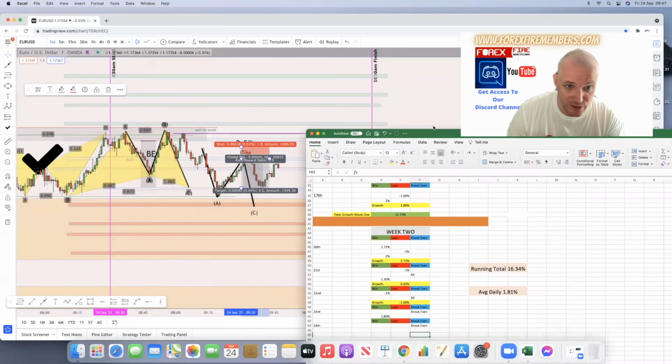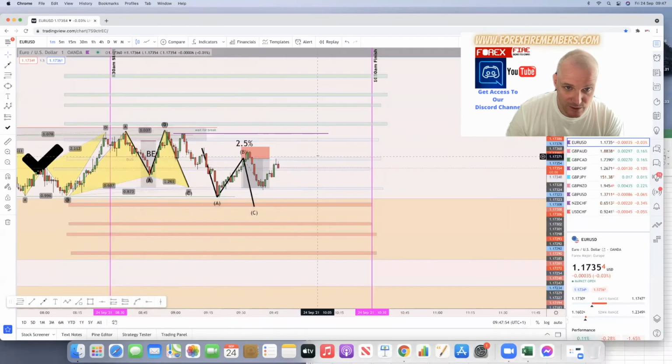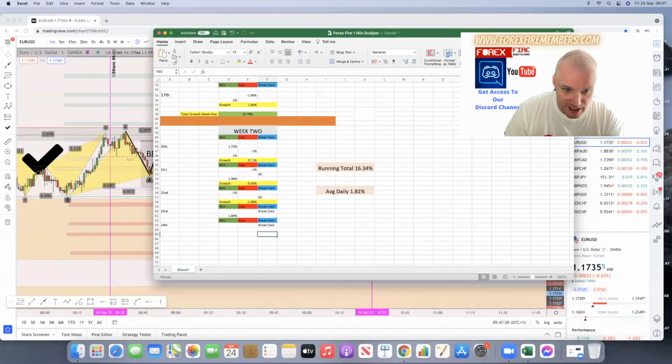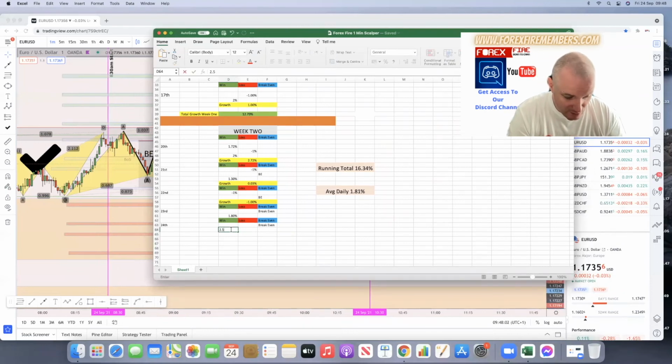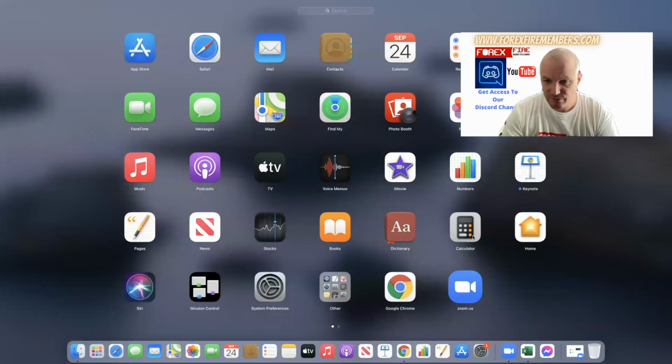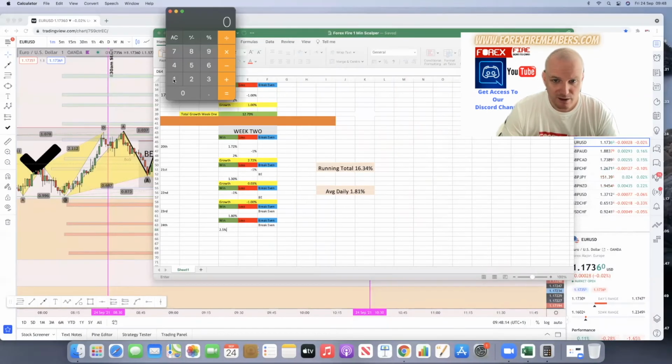The second trade, we got a 2.5, still being a good day. What's made it even better is the fact that we've had a good run, play by play, structure wise. Okay, so again, let's get our trusty calculator out. We've got a 16.34 plus a 2.5 for the day.